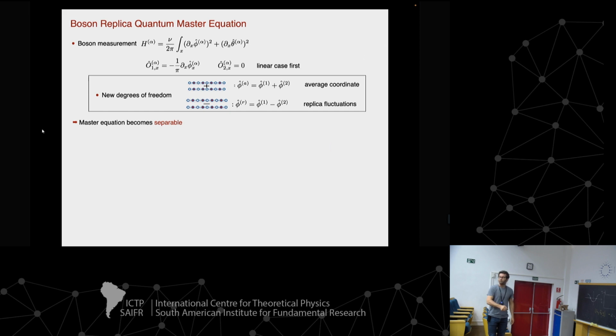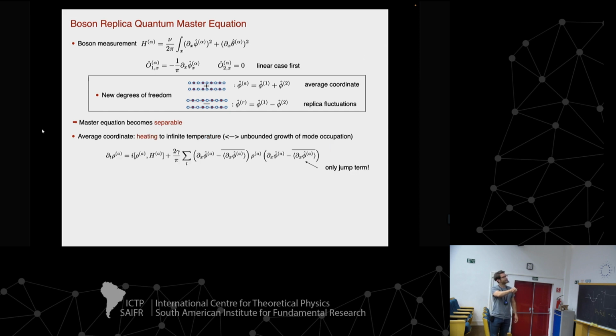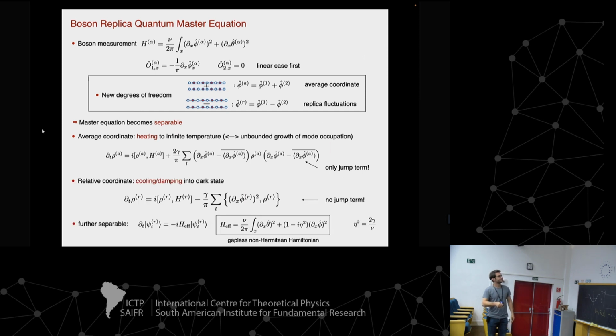What we find then is that in the case that we discard this nonlinearity, the master equation in these coordinates for this replicated system becomes separable. Meaning, I can make an ansatz for the total rho as a product of a density matrix exclusively for the average coordinate, and that looks like that. If you solve this equation, this describes heating up. It only has this quantum jump term, while this relative replica coordinate shows cooling. So the one heats up and the other one only cools down.